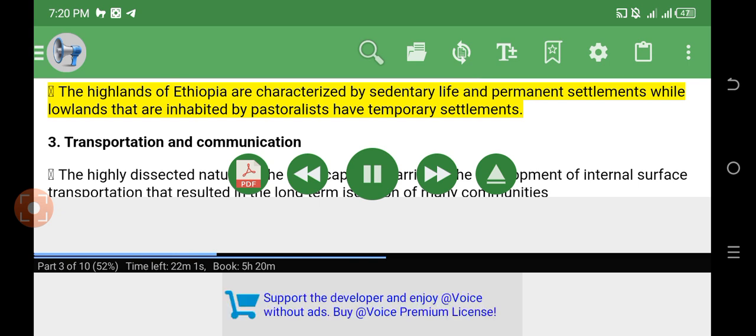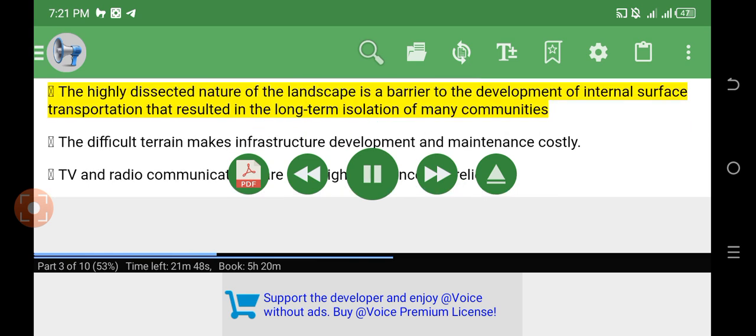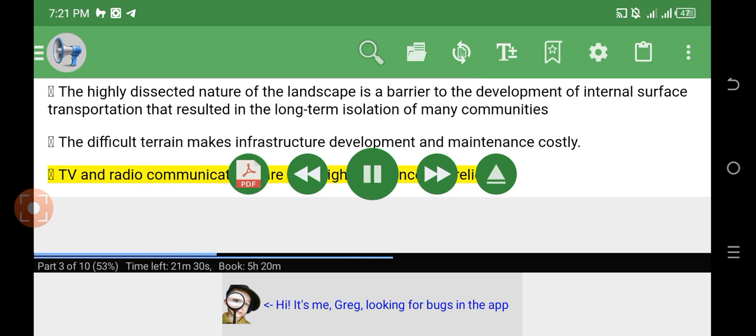3. Transportation and communication. The highly dissected nature of the landscape is a barrier to the development of internal surface transportation, which resulted in the long-term isolation of many communities. The difficult terrain makes infrastructure development and maintenance costly. TV and radio communications are also highly influenced by relief. Rugged topography rendered rivers less navigable due to the waterfalls, deep gorges and steep cliffs.